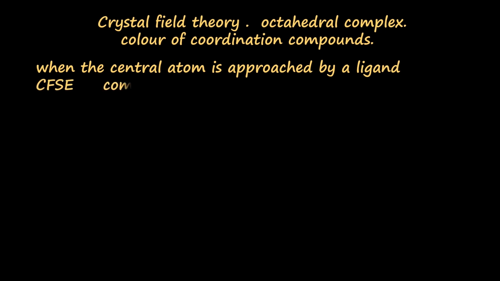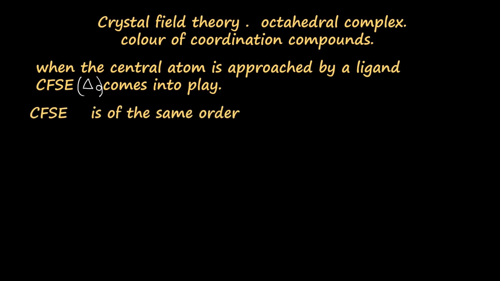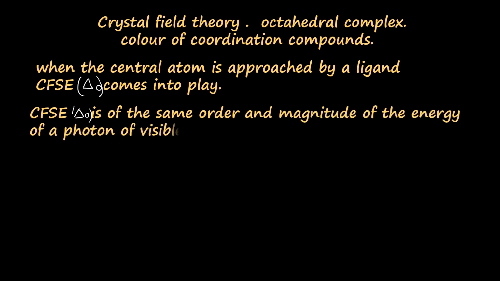You have already learned that when the central atom is approached by a ligand, crystal field stabilizing energy comes into play. That is delta O for octahedral complexes. Now we are discussing octahedral complexes. Crystal field stabilizing energy is a form of energy. It is exactly similar to the energy of the visible spectrum of light. That is, it has the same order and magnitude as the photons in white light, that is, energy packets in white light, the visible part of the spectrum of light.